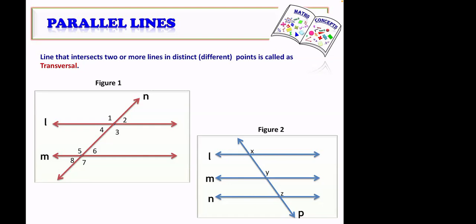All right. And now here are two parallel lines and there is one line called line N, which is intersecting both parallel lines in two different points, two distinct points. Distinct means two different points.